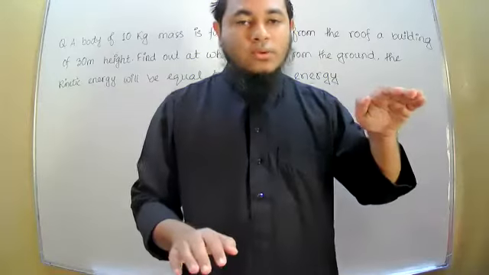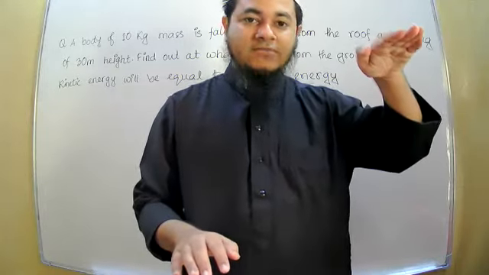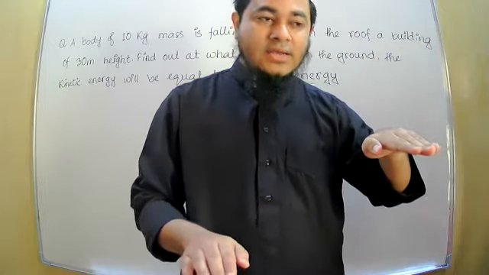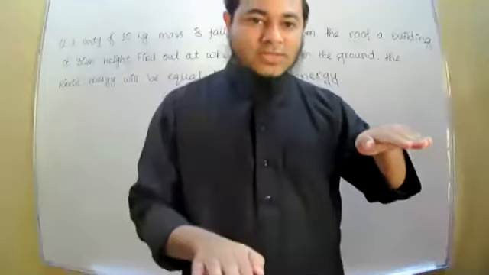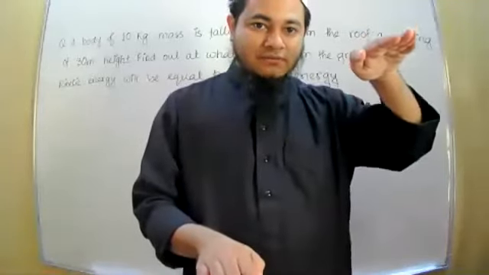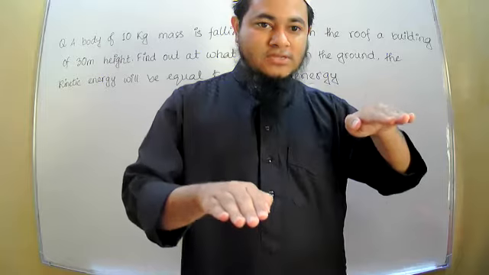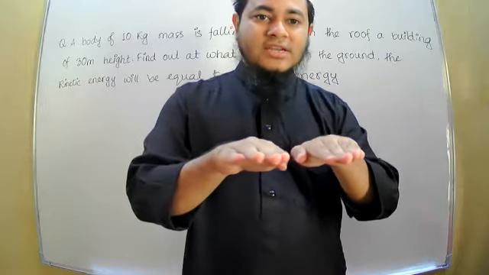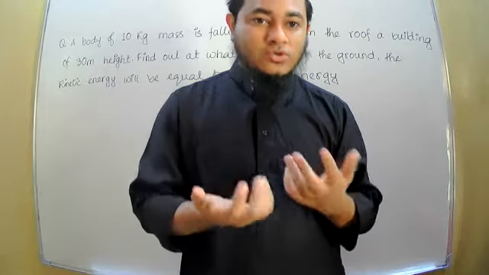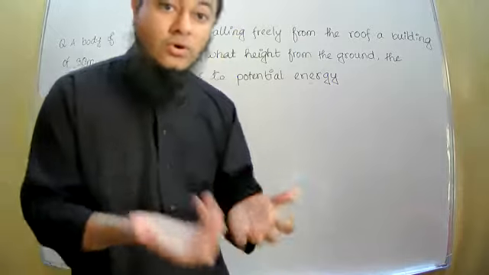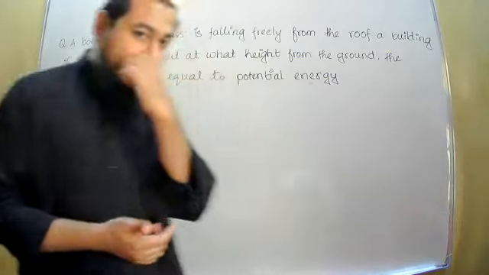As we allow the body to fall, what happens? The height from the ground decreases, and as a result, the potential energy decreases. And as the velocity of the body increases, the kinetic energy increases. So you can understand that with the decrease of potential energy and increase of kinetic energy, there will be a certain point when potential energy and kinetic energy will be equal to each other. We want to know at what height from the ground it occurs. Okay, is the question clear?